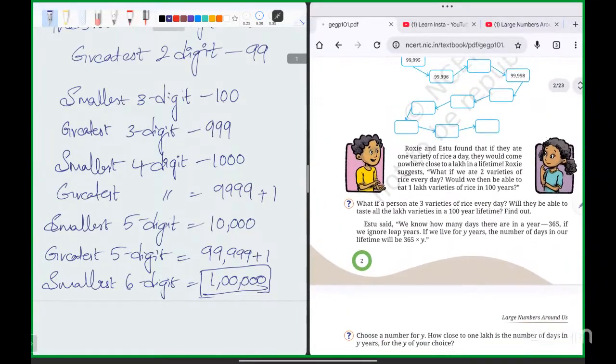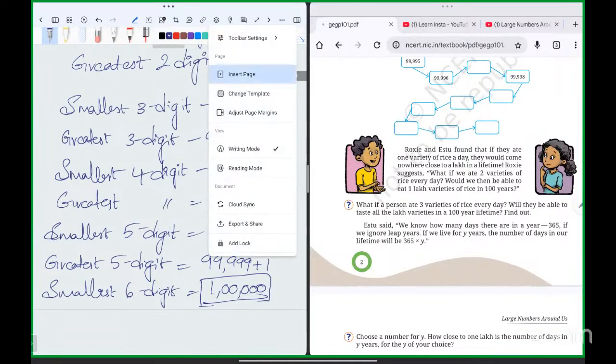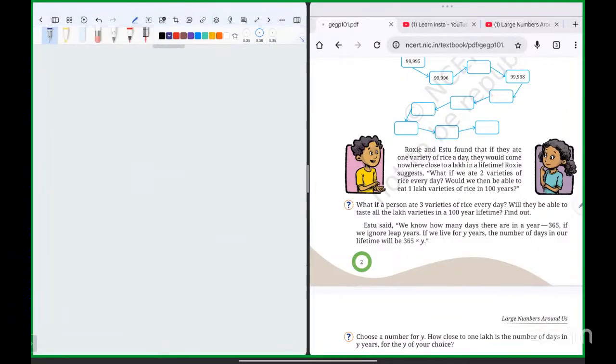So here we can see a question about Roxy and Esther. The question says that Roxy and Esther found that if they eat one variety of rice a day, they would come nowhere close to a lakh in a lifetime. Roxy suggests, what if we ate two varieties of rice every day? Would we then be able to eat 1 lakh varieties of rice in 100 years? So basically, the main concept is to understand the question so we can get the answer very simply.